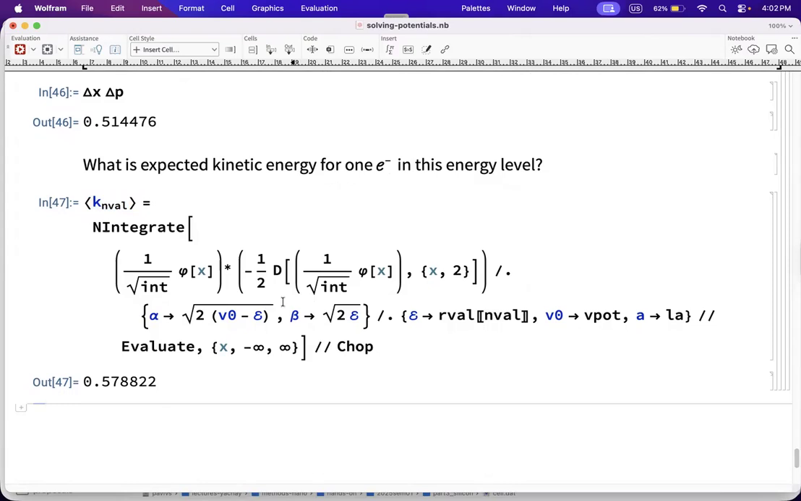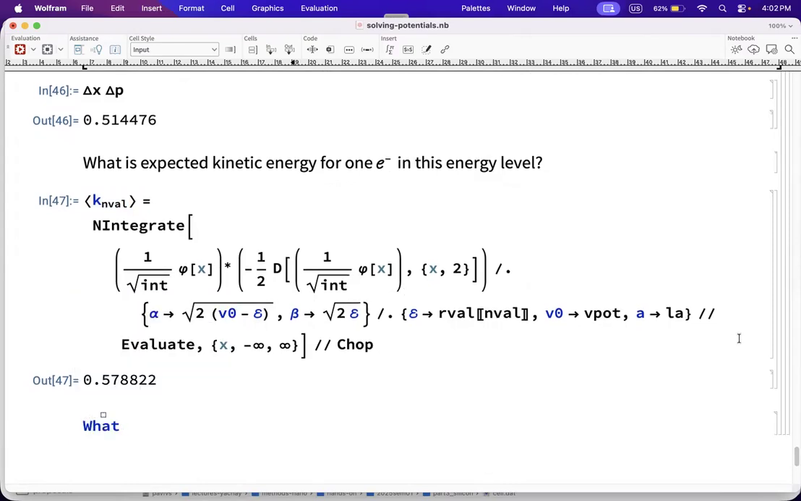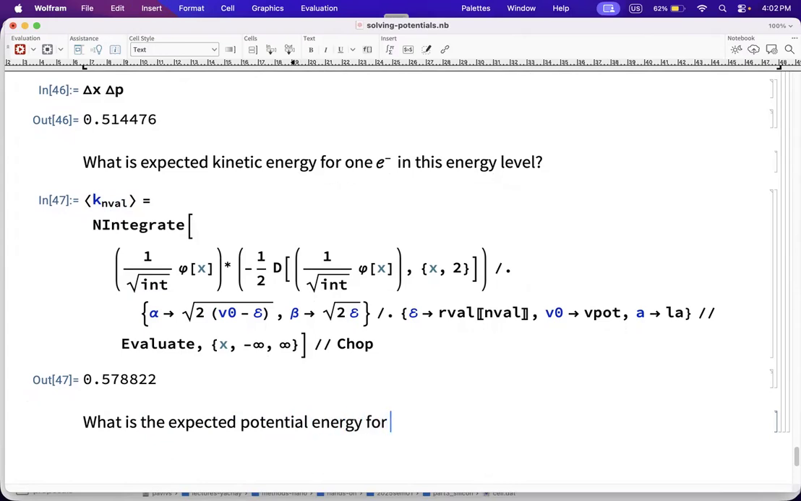Okay. And again, what is the expected potential energy for one electron in this energy level?